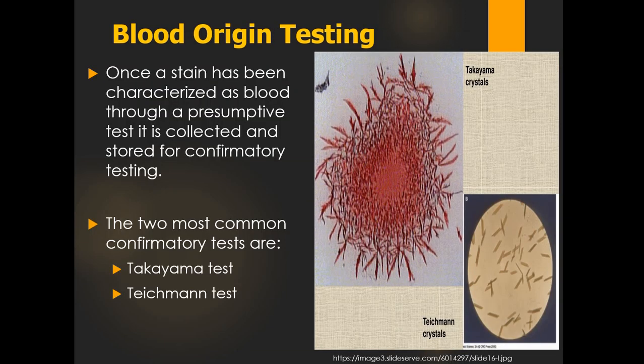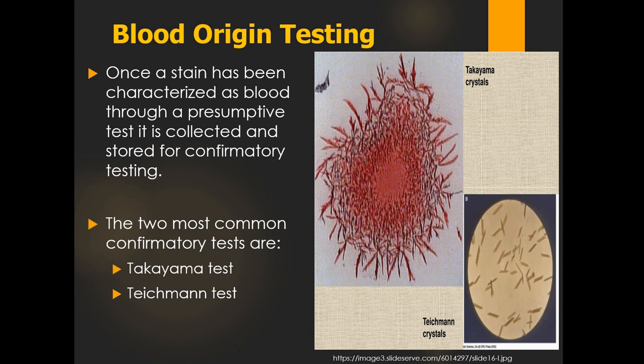All right. So, blood origin tests. Once a stain has been characterized as blood through a presumptive test, it's collected and stored for a confirmatory test. The 2 most common confirmatory tests are, I cannot say these aloud, Takayama. Thank you. And the Teichmann test. And these are both where you add things and you look at it under the microscope.